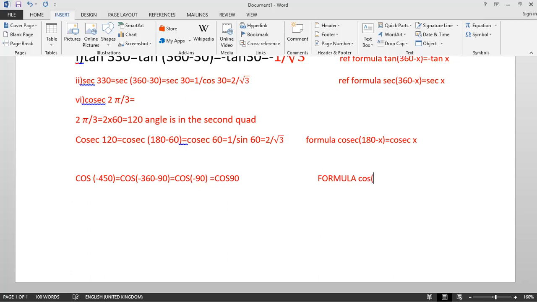The formula is cos of minus x. Whatever the value with the minus sign, it will become cos x, cos of the angle. So minus 90 will become cos 90, and we should remember that cos 90 is equal to 0. So the answer will become 0.